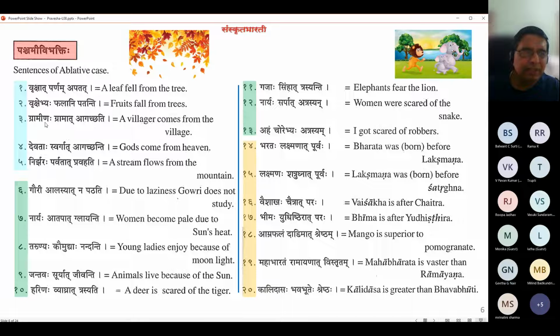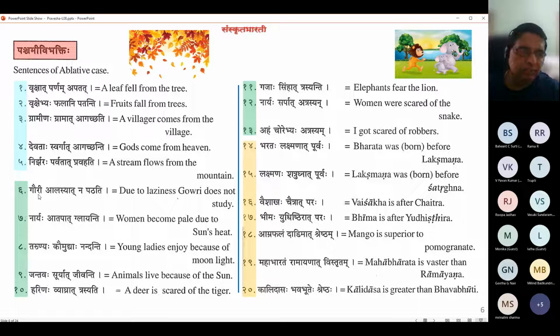Separation of a Gramina from Grama is less obvious to us, but you can see Devatas from Swarga. So people leaving a location, objects leaving their hosted location like leaf, fruits, and water. These kinds of things are all in the separation category. So the standard case of ablation, separation. The source of separation becomes the Panchami: Vrikshat, Vrikshebhyah, Bahuvachana, Gramat, Swargat, Parvatat. They have not highlighted, but those are our focus words in Panchami.